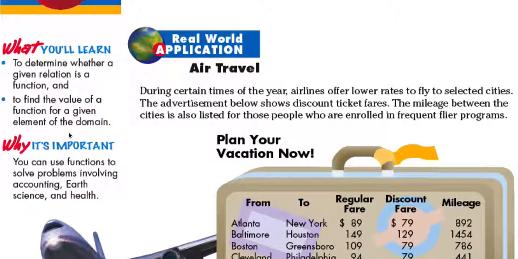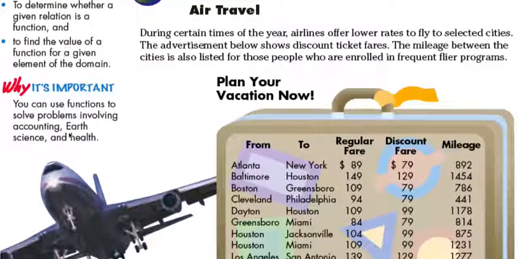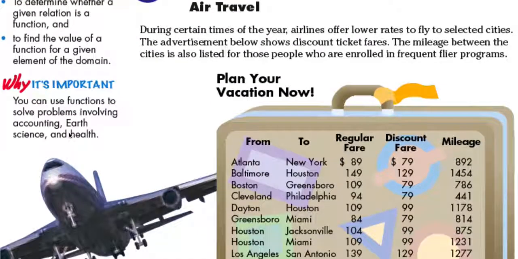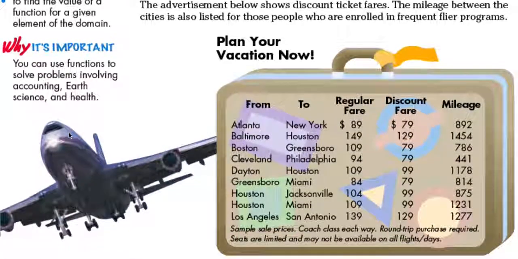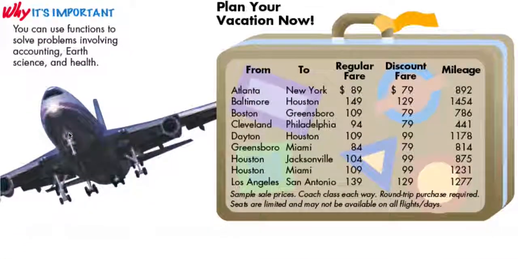Let's take a look at this example in air travel. During certain times of the year, airlines offer lower rates to fly to selected cities. The advertisement below shows discount ticket fares. The mileage between the cities is also listed for those people who are enrolled in frequent flyer programs. Let's take a look at this table. From Atlanta to New York, the regular fare is $89. The discounted fare is $79, and it's 892 miles apart.